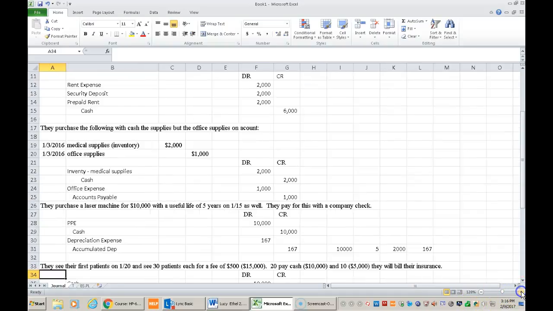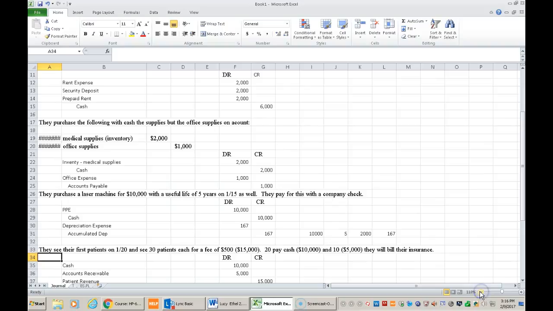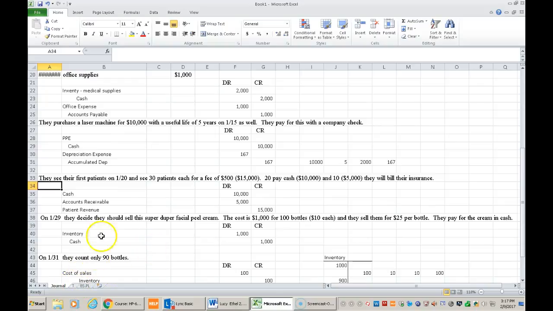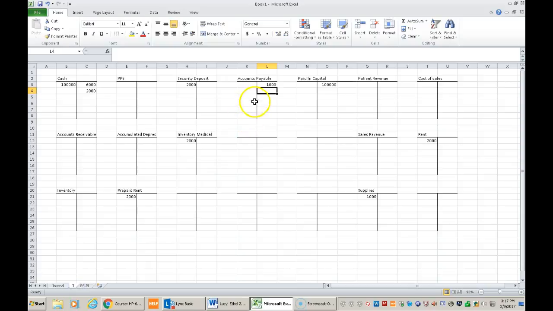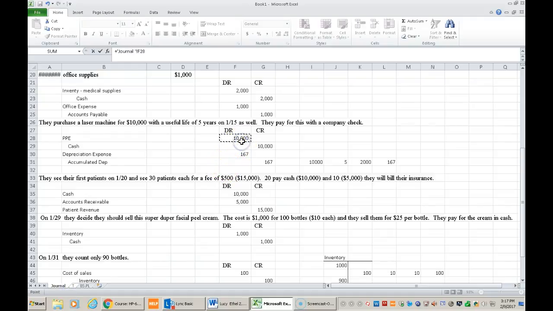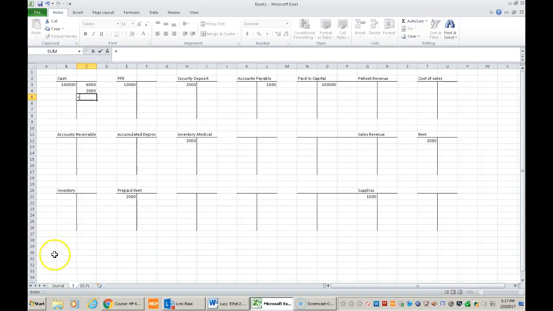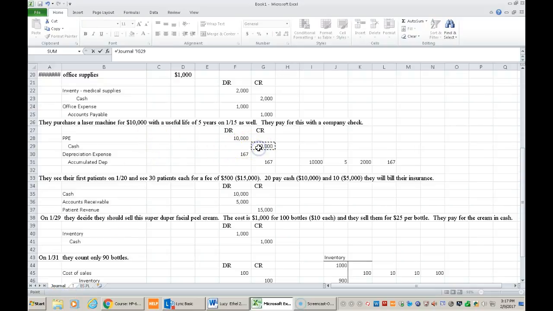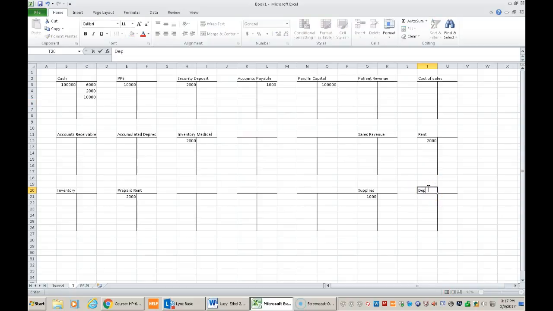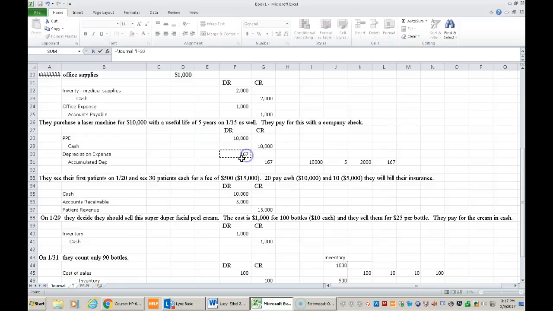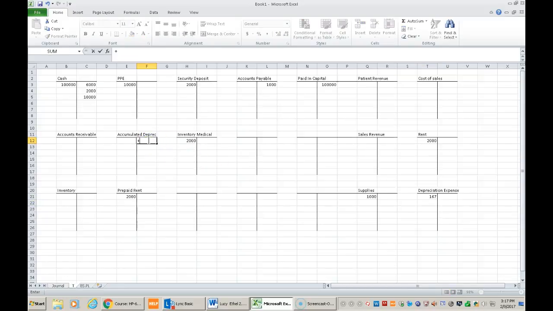Let's see, that's not working easily. We bought the laser for $10,000. So PP&E. And we paid for it with cash. So that's a credit. So we pick that up over here. We have depreciation expense. And we have accumulated depreciation.